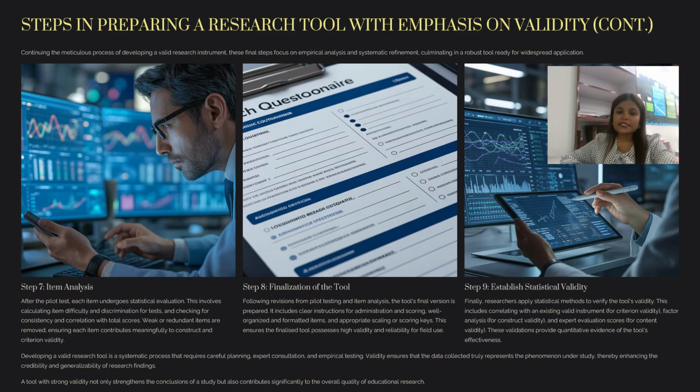Next, we come on to the next step, which is step number 9. Establish statistical validity. Finally, statistical methods are used to verify the tool's validity. So this can include criterion validity, which is comparing the tool's results with an already validated instrument. The next is construct validity, which is using factor analysis to check whether items group correctly. And the next one is content validity using experts' judgment scores. So these validations provide quantitative proof of the tool's accuracy.